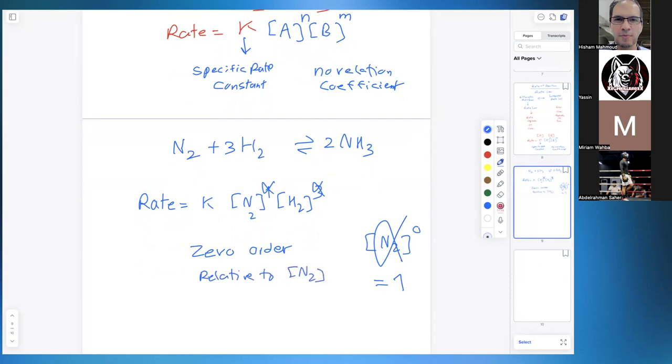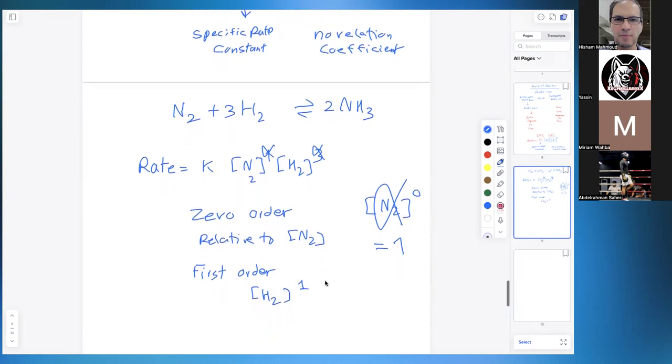So can I say, Abdurrahman, that the rate of the reaction depends on the concentration of N2? No, no, very good. No, because it is to the power of 0. Okay, what if I say it is first order to the H2? So, Miriam, does it depend on the concentration of H2? Yes, it will depend on the concentration of H2.